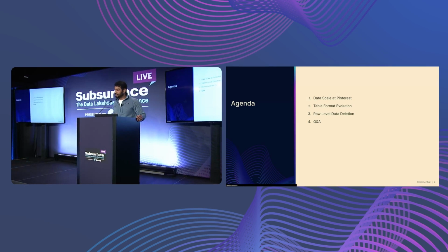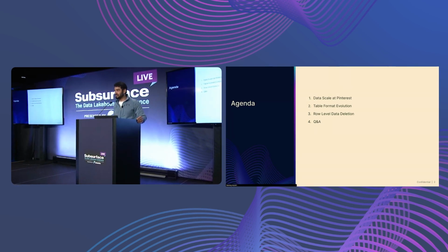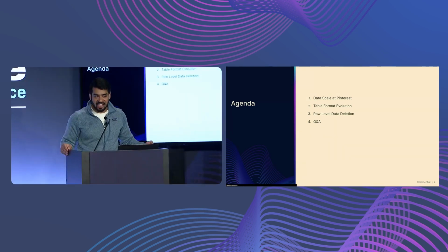In the data world, you can't talk about scaling things unless you prove your credibility. And in data, we prove our credibility by talking about the scale at which we operate. So we'll start with talking about data scale at Pinterest. I'll then talk about the table format evolution that we went through at Pinterest, and it also aligns with what we have seen in the industry. Row-level data deletion is where we'll be spending most of our time today. And towards the end, definitely, there will be ample opportunity for you all to ask any questions.